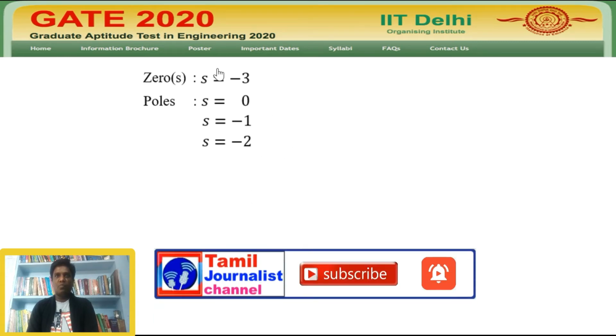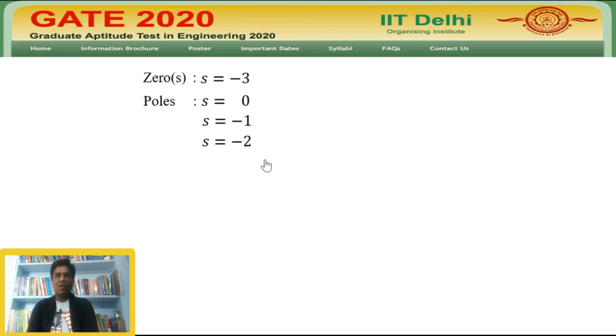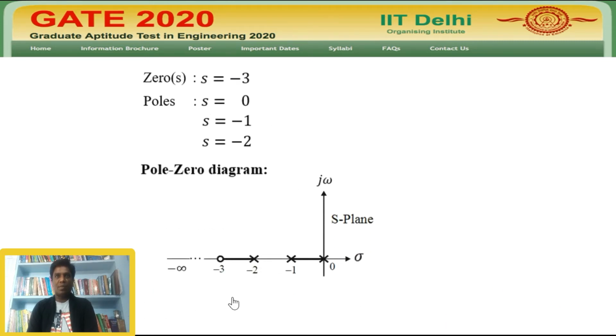By using these pole-zero values, we can mark the pole-zero locations and identify the root locus and non-root locus segments over the S-plane. According to the root locus concept, in the S-plane, the zero value s equal to minus 3 is denoted as a bubble mark over the minus 3 position. And the poles, s equal to 0, s equal to minus 1 and s equal to minus 2, are denoted as cross marks over the 0, minus 1 and minus 2 positions of the S-plane respectively.